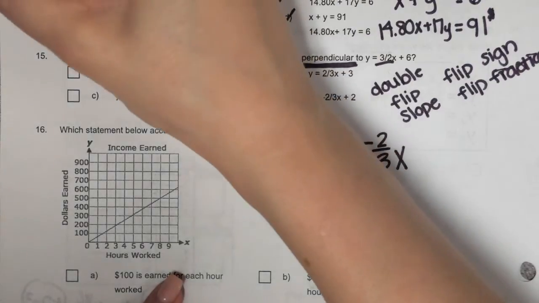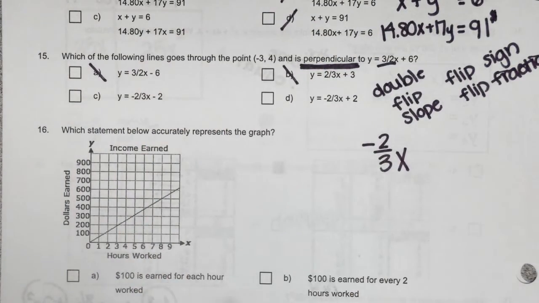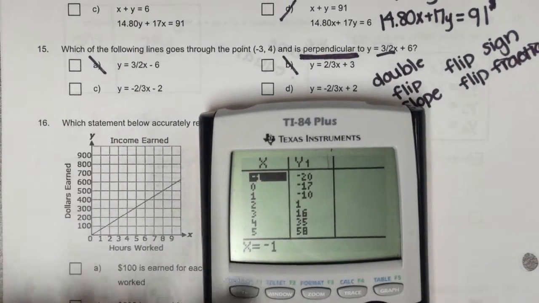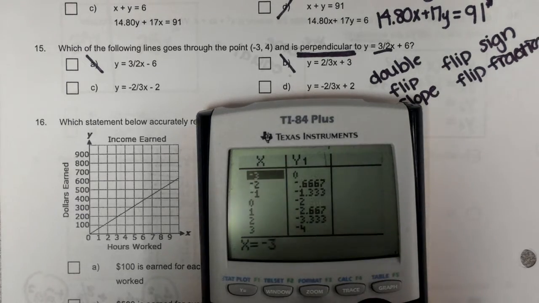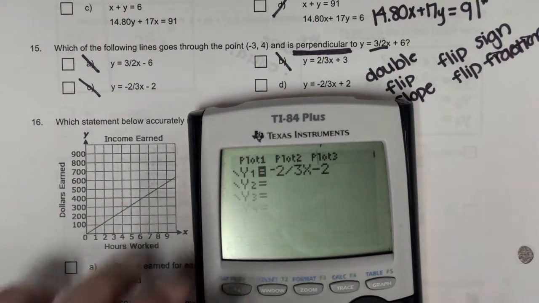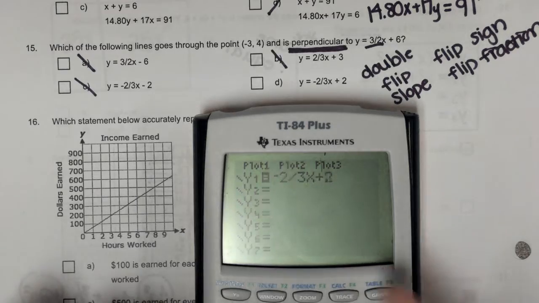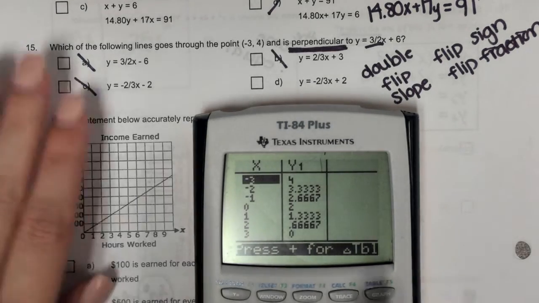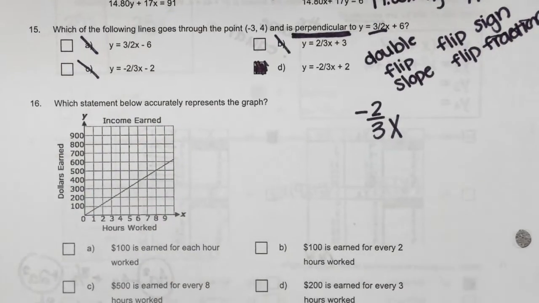So it's not B and it's not A. Now, I don't know which one of those is going to go through that point. So let's just plug it in. Y equals negative 2/3 X minus 2. Does that go through the point negative 3, 4? No. Let's try negative 2/3 X plus 2. Yes, that goes through the point negative 3, 4.